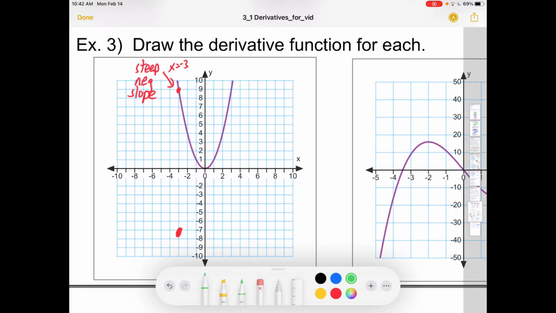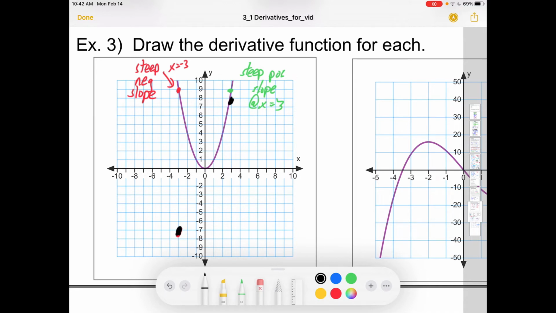If I think about this point over here, the far right, it's got a steep positive slope at that point. So let's say that. Steep positive slope at x equals 3. So, I mean, I could draw a point on the derivative. Maybe I'll make the derivative in black. It's going to be a big positive value. How big? I don't really know.